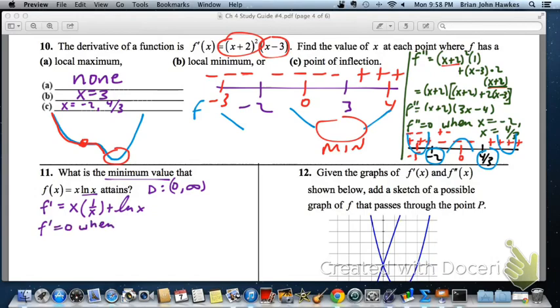And f prime is equal to 0 when, notice we can cancel these x's here, so what we really have is 1 plus ln of x. Let me write that here, 1 plus ln of x, so there's no confusion. That's what f prime is equal to. So f prime is equal to 0 when 1 plus the ln of x is equal to 0. In other words, when the ln of x is equal to -1.